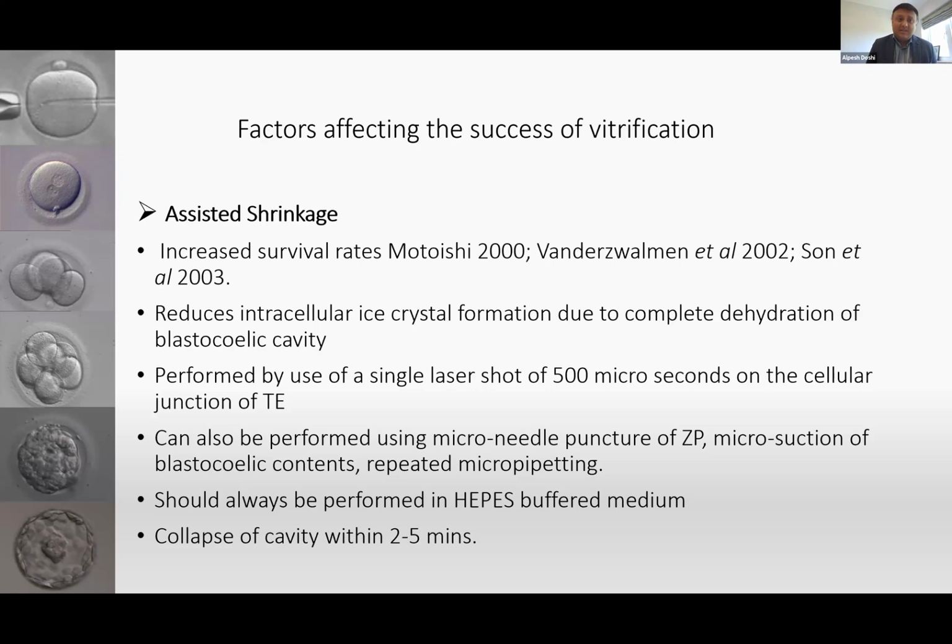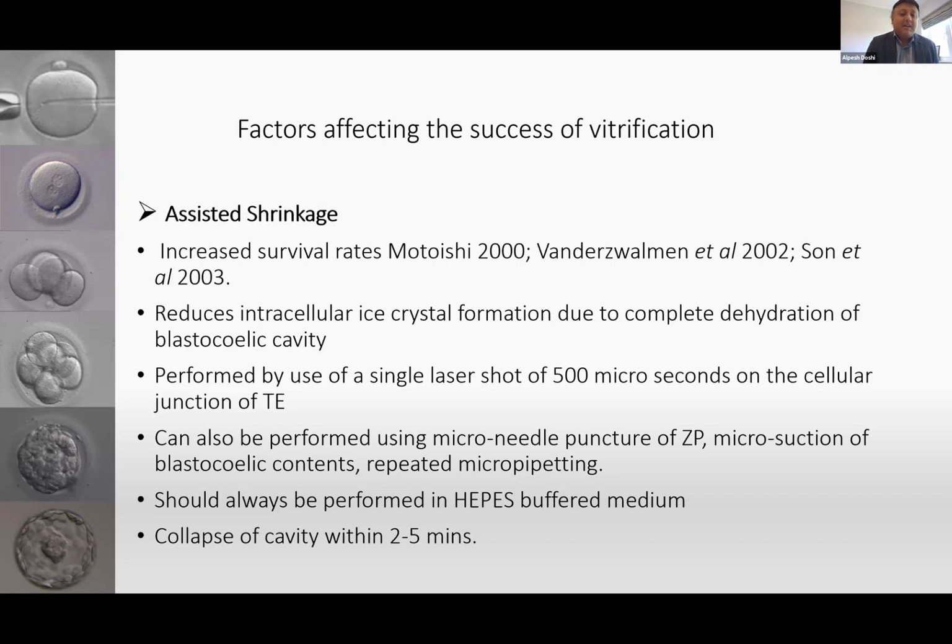And to date, we still perform assisted shrinkage. So what we do is, for any embryo with more than grade 2 expansion of the blastocoelic cavity, we apply a short laser pulse at the junction of 2 trophectodermal cells. The moment you apply the laser, the cavity will collapse, and within 5 minutes, the whole embryo has shrunk and released all the water. This is when the embryo is ideally ready to be vitrified, okay? So assisted shrinkage is quite an important aspect, in my opinion, that gives a much better survival rate.